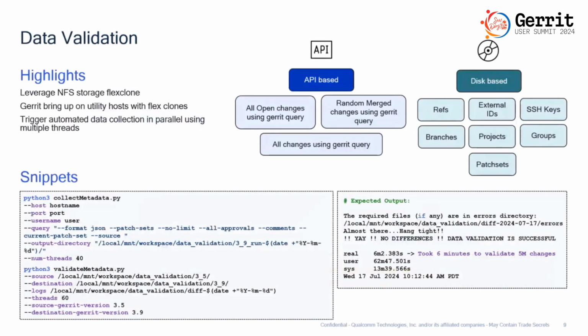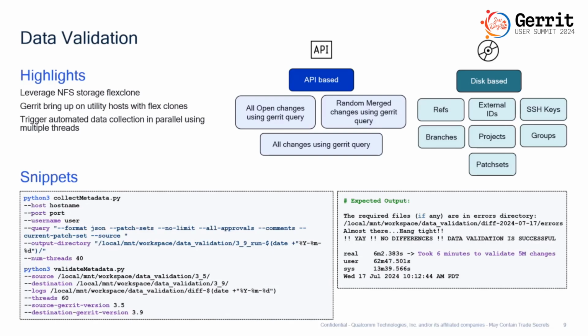Data validation, I touched on earlier. As part of this, we're talking about the biggest instance. We have 5 million changes in that instance when we did the upgrade. So to do the validation, 5 million is a big number, right? We considered two areas for how we can do the data validation: through the API route and through the disk route. So we considered both of them.